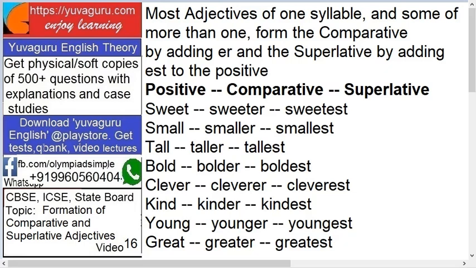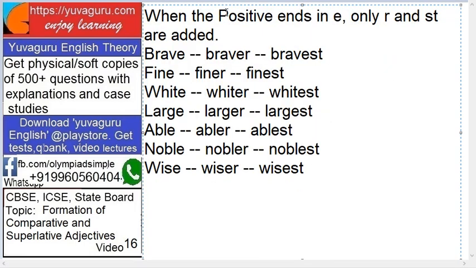Great, greater, greatest. When the positive ends in E, then only R and ST are added. Means ER and EST are not added, only R and ST. So brave, it's ending with E. So only R, braver. And ST, bravest. Similarly others. Fine, finer, finest. Only R and ST. White, whiter, whitest. Large, larger, largest. The concept is it should end with E. Able, abler, ablest. Noble, nobler, noblest.